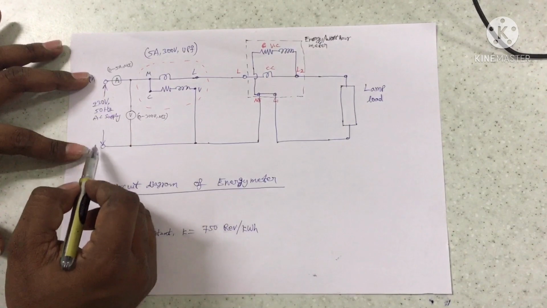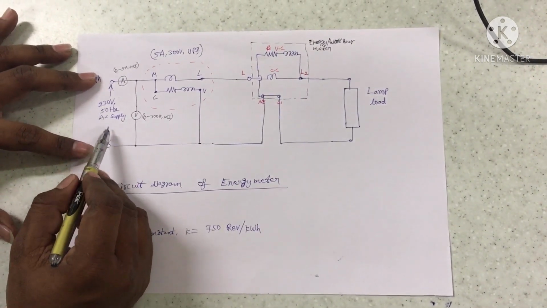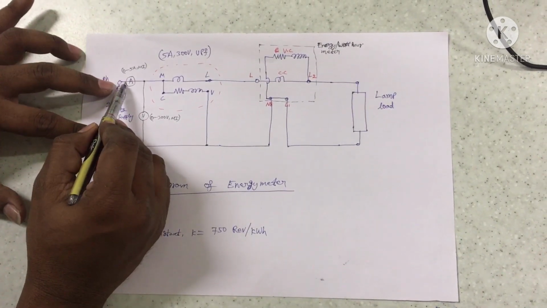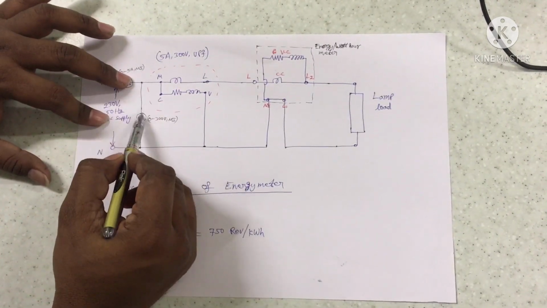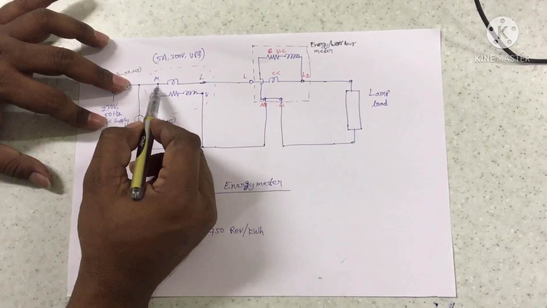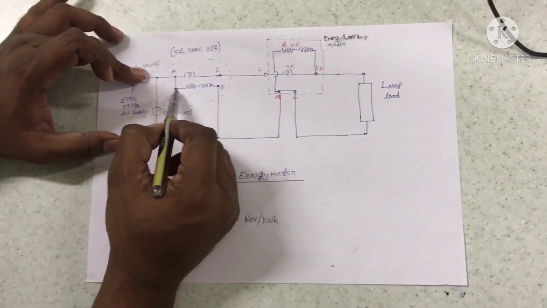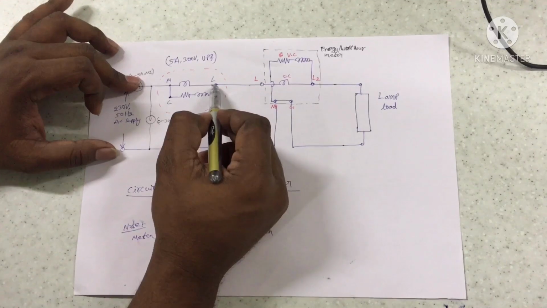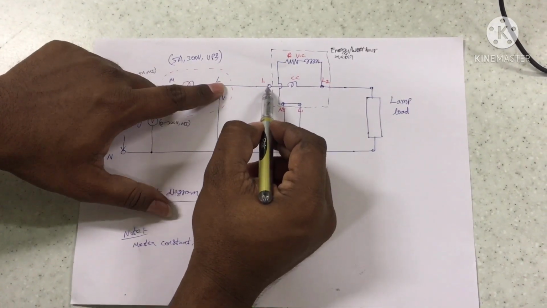Here in between phase and neutral we have to give 230 volts 50 Hz AC supply. The phase terminal is connected to the ammeter one terminal, and the ammeter second terminal is connected to one wire going to the voltmeter and another going to the wattmeter M terminal. The voltmeter second terminal is connected to the neutral. M and C are shorted in the wattmeter, and the V terminal is connected to the neutral. The L terminal from the wattmeter is connected to the L terminal in the energy meter.